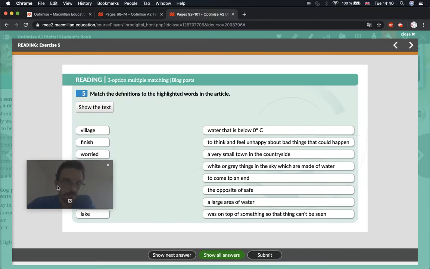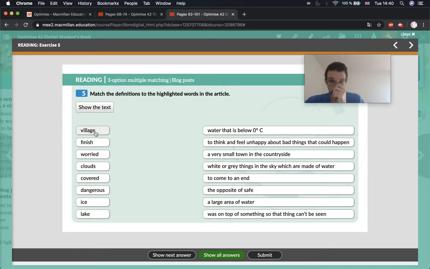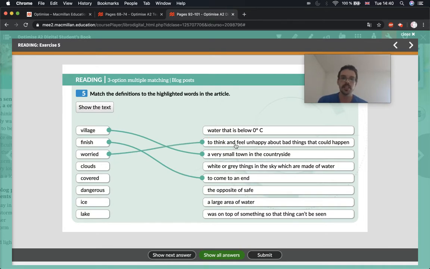So we can do this all together. I think it's fairly easy. So a village, what is a village? It's like a small town in the country, a little village. Finish, you know what finish means: come to an end. Worried means preocupado. You're worried about something. So that would be here, to think and feel unhappy about bad things that could happen. Clouds, nubes: white or gray things in the sky, which are made of water.